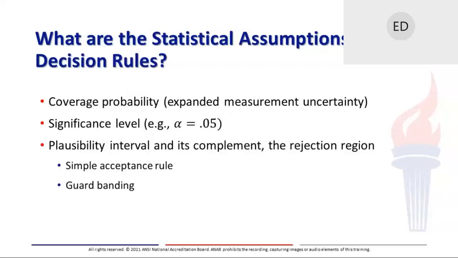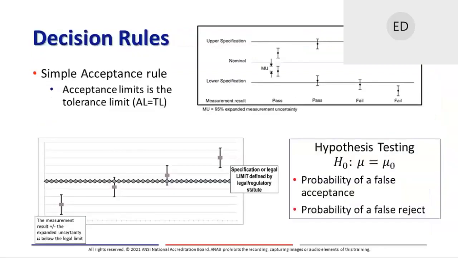When do you accept it? When do you reject it? And there are a couple of ways of doing this and making that statement of conformity. You can do it by a simple acceptance rule, or you can do it with guard banding. Either way this is done, to me, this is analogous to hypothesis testing. You're making an inference, and you're doing it very similar to what would be considered hypothesis testing.